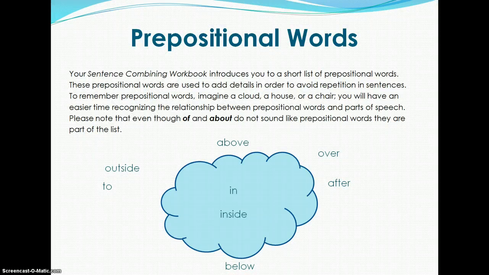Please note that even though of and about do not sound like prepositional words, they are part of the list. So I'm going to read you a few prepositional phrases. Over the cloud is a prepositional phrase. After the cloud is a prepositional phrase. Below the cloud is a prepositional phrase. Above the cloud is a prepositional phrase. To the cloud is a prepositional phrase. So these are details that can enhance a sentence.